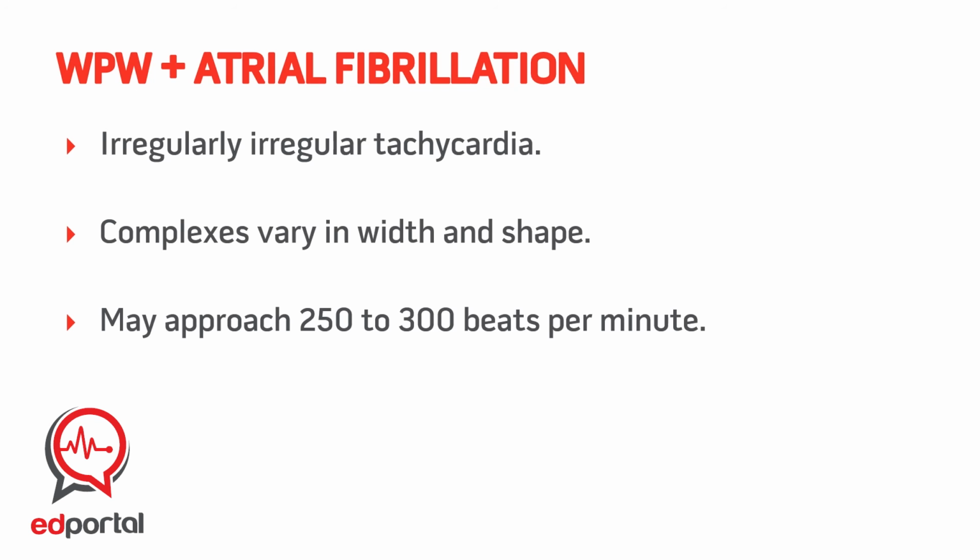So the main take-home points from this case, in atrial fibrillation with WPW, are that the key ECG features are that the ECG is irregular, and it's broad, and morphologies are changing. Rate can be approaching 250 to 300, and the safest option would be to DC cardiovert the patient.